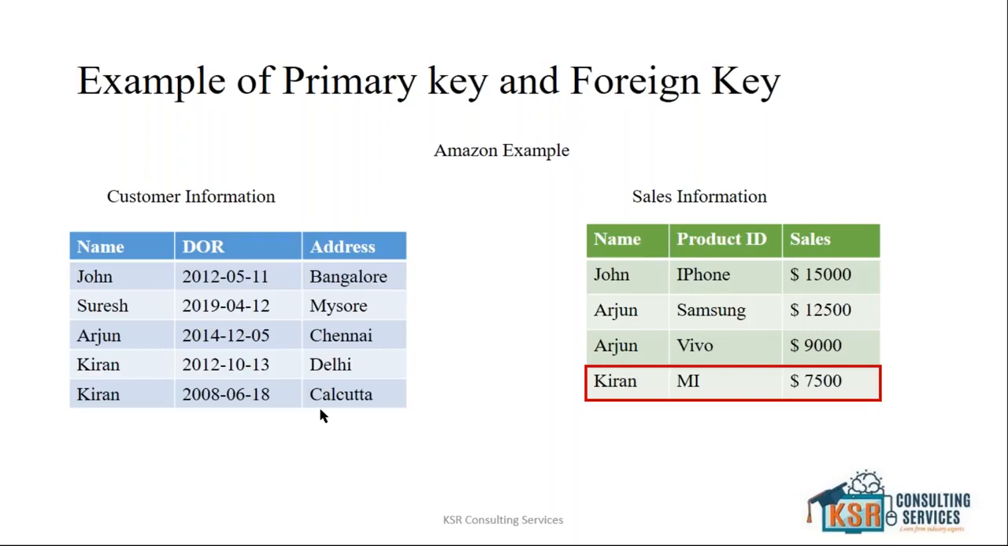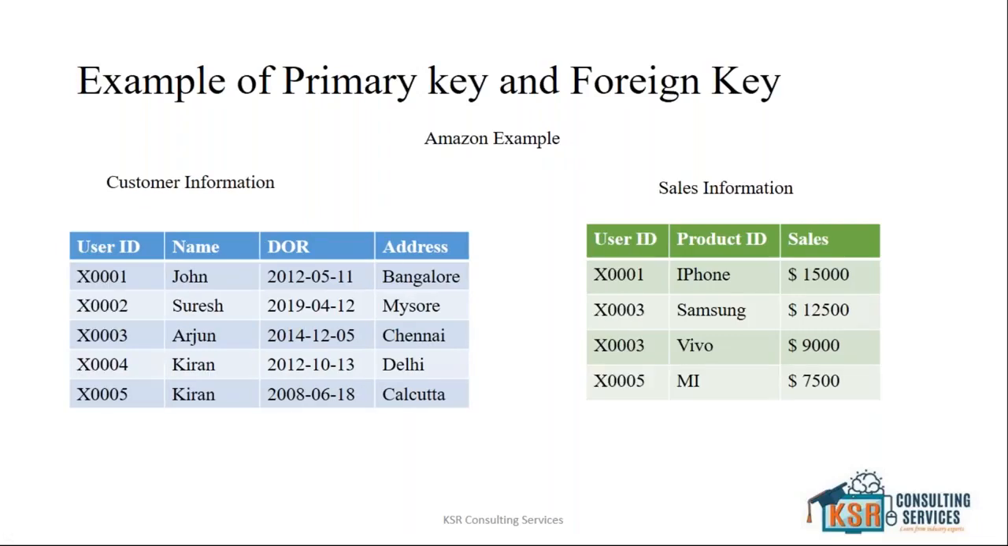The same concept I'm going to apply here. I am going to introduce one new column. That column is called user ID. I'm going to introduce a new concept called user ID. This user ID I have included with respect to one name. Now observe it. Two Kirans are there. One Kiran has been assigned X004.